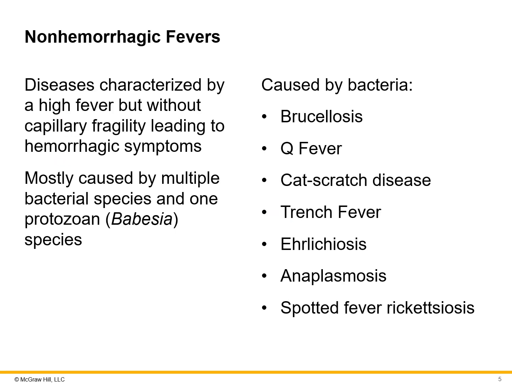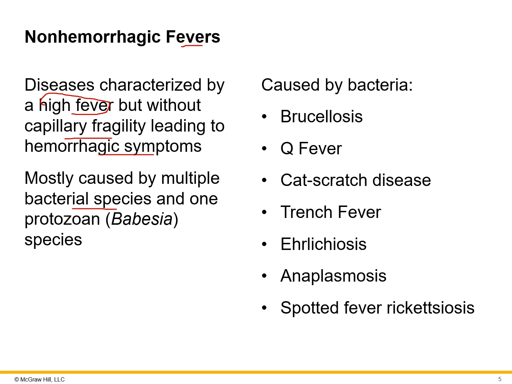Now, the non-hemorrhagic fevers, as the name implies, they're still leading to a high fever, hence the name fever disease. However, the difference is that it does not lead to that fragility of the capillary, so it doesn't cause the bleeding that is seen with the ones we just went over. Now, most of these actually are caused by bacterial species. There is one, though, that is caused by a protist.